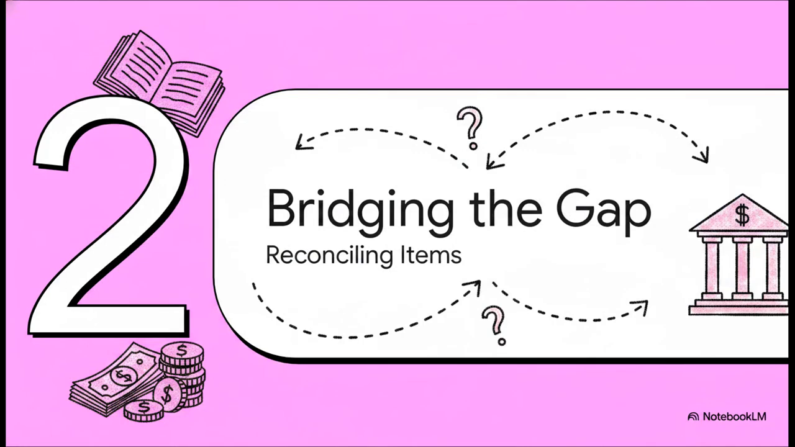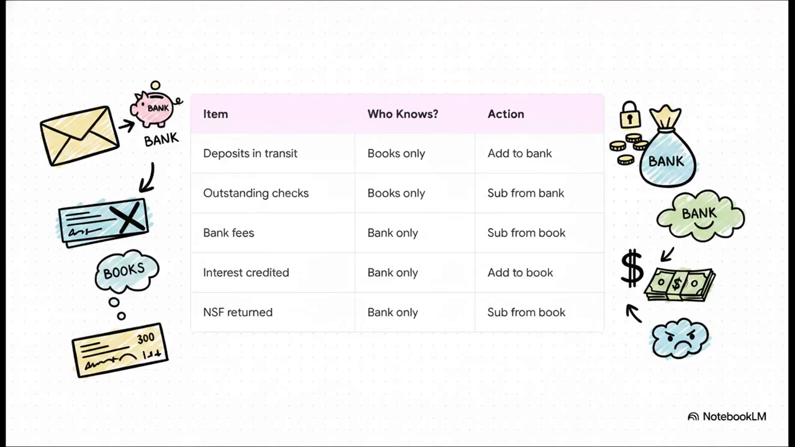Moving right along to Section 2, bridging the balance gap and understanding those tricky reconciling items. So you might be wondering, why do the books and the bank almost never match on day one of the close? I mean, if we're recording everything right, shouldn't they be identical? Well, it's all about timing. And to solve this, we use a super helpful little heuristic. It makes the whole process so logical.